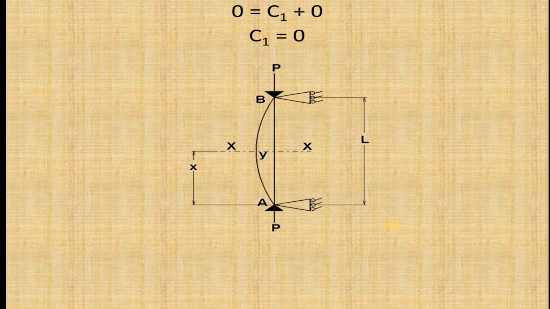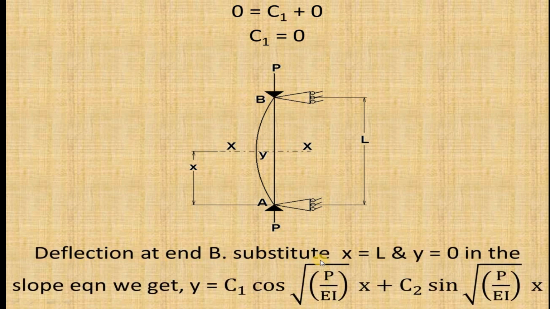Now we will analyze deflection at end B. At end B, the deflection value is 0, which is y is equal to 0.